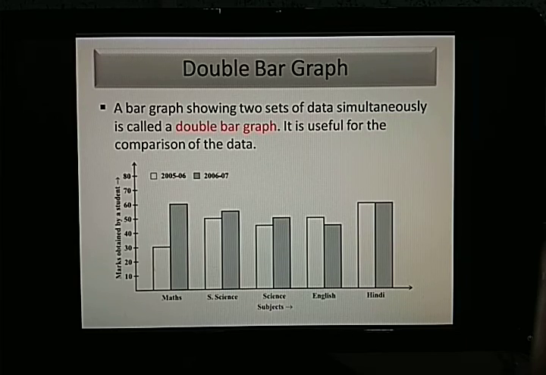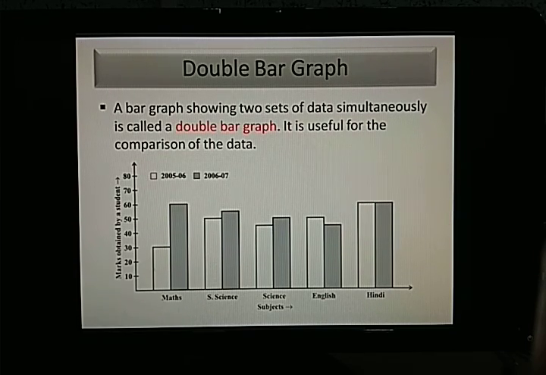Clear? So I hope you all have understood these three ways of pictorial representation of the data. You can use these methods for representing any data that has been given to you. Clear? So that's it then. I hope you all have understood.